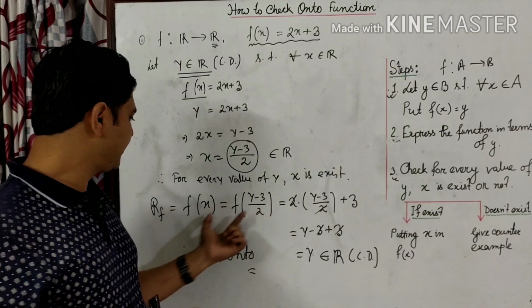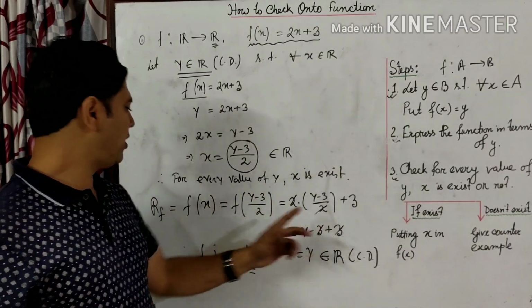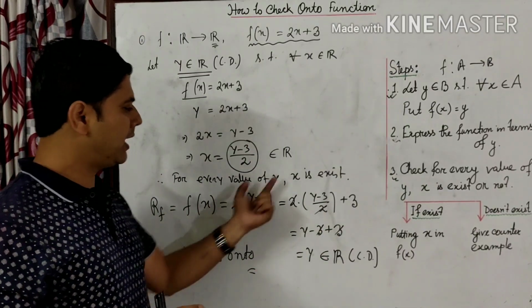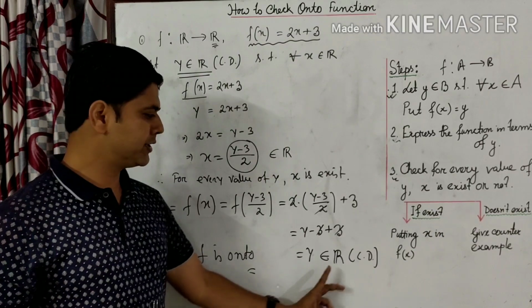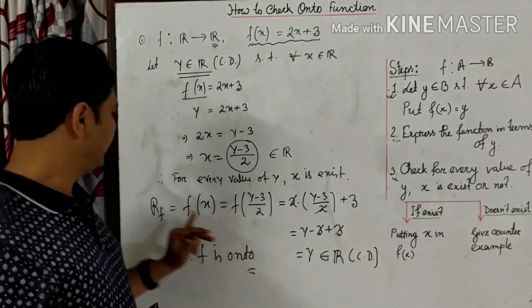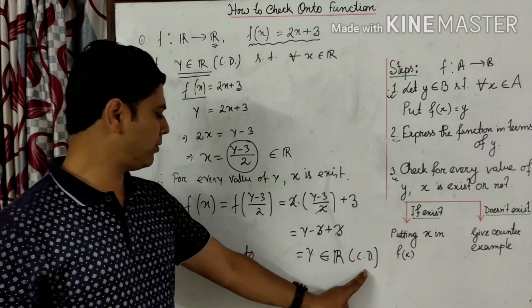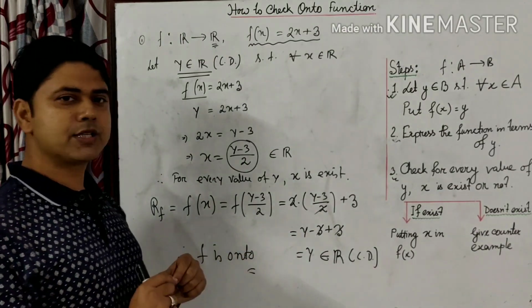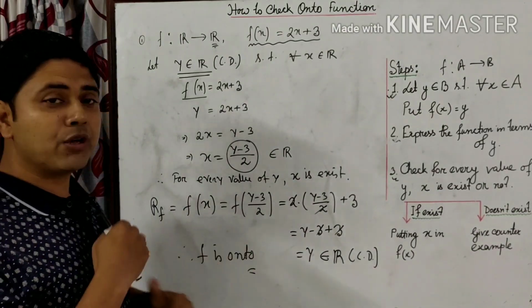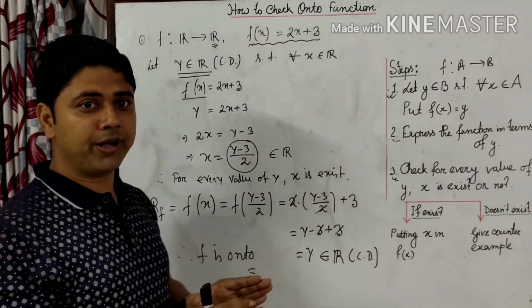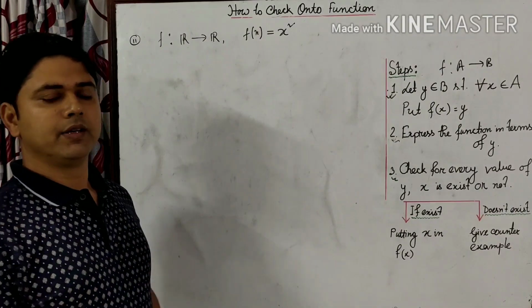If x exists, then putting this value of x in f of x, ultimately you have y, which belongs to R, that is the codomain. Therefore, the range of this function is equal to the codomain. That means f is onto. Otherwise, it does not exist. If it does not exist, then how can you check?